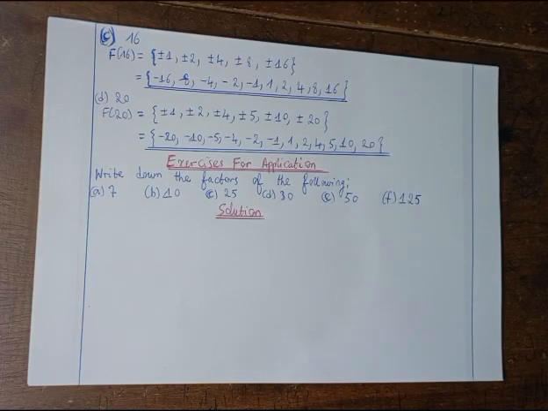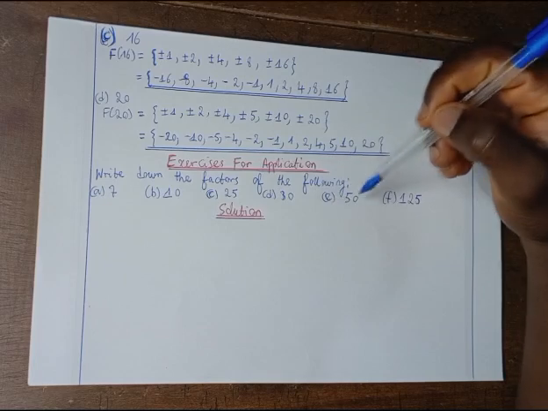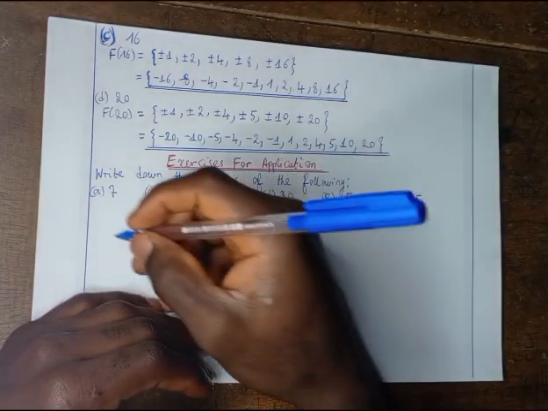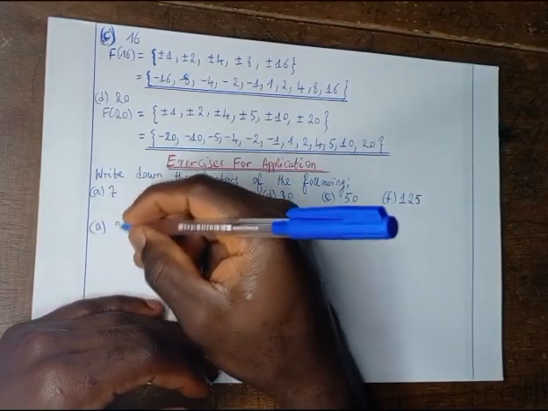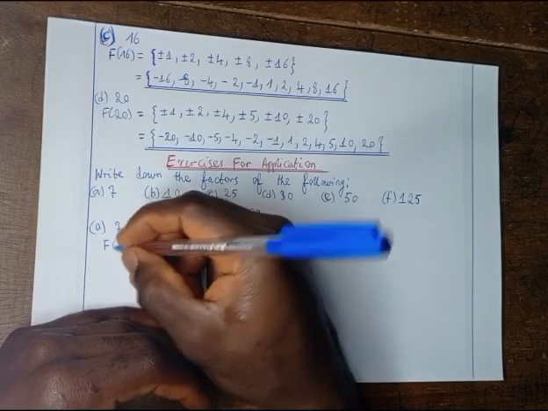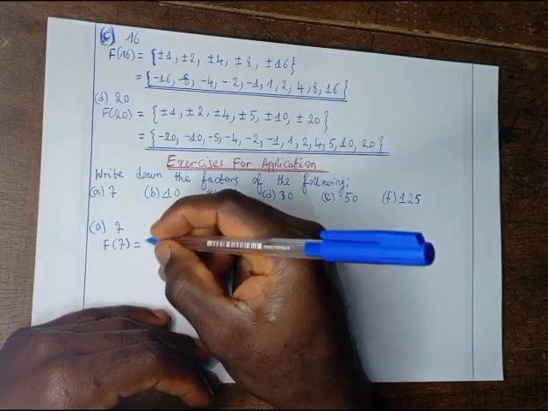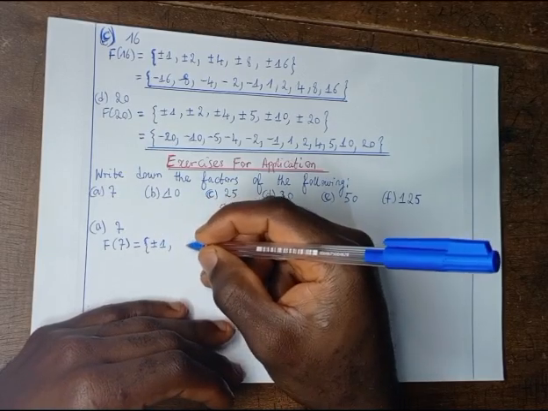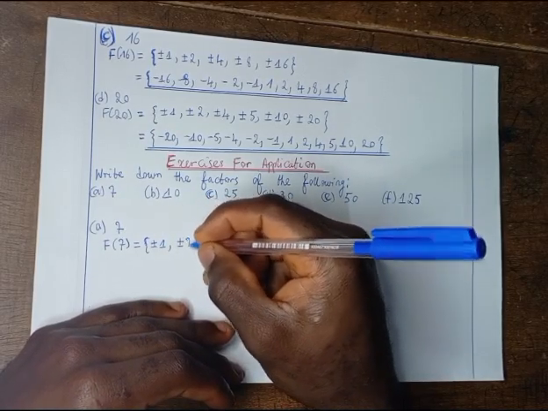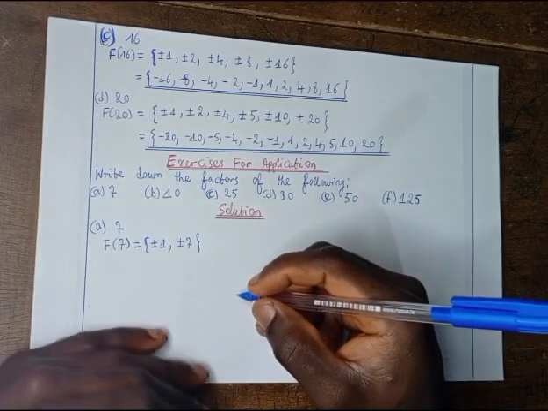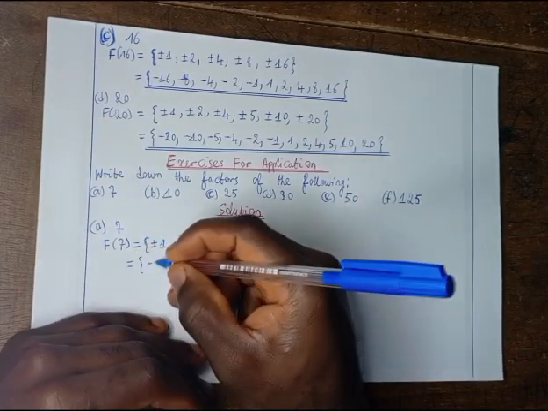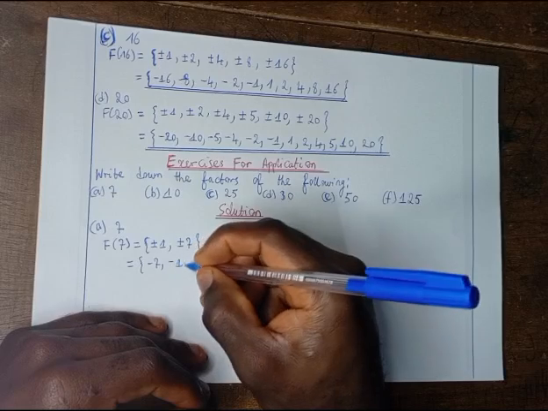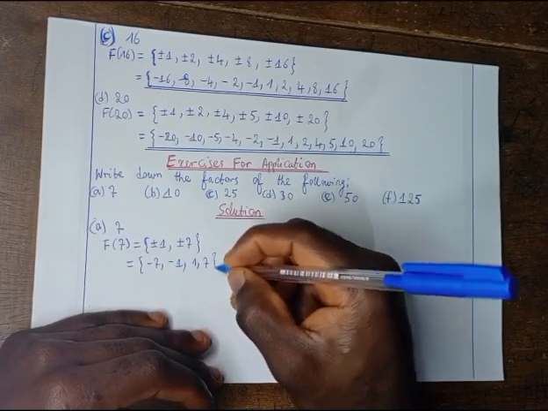We will continue from where we ended last time with the correction of the following exercise for application. It says write down the factors of the following. Here we have number 7. We have to write down f of 7. F of 7 will simply be equal to plus or minus 1, plus or minus 7. This will simply be equal to negative 7, negative 1, 1, 7.